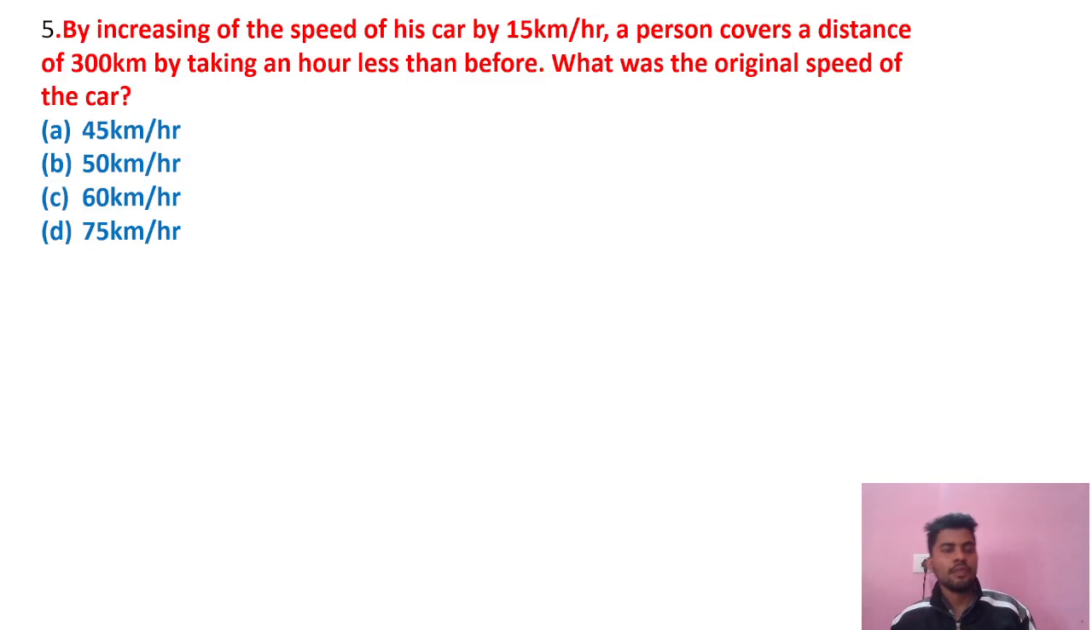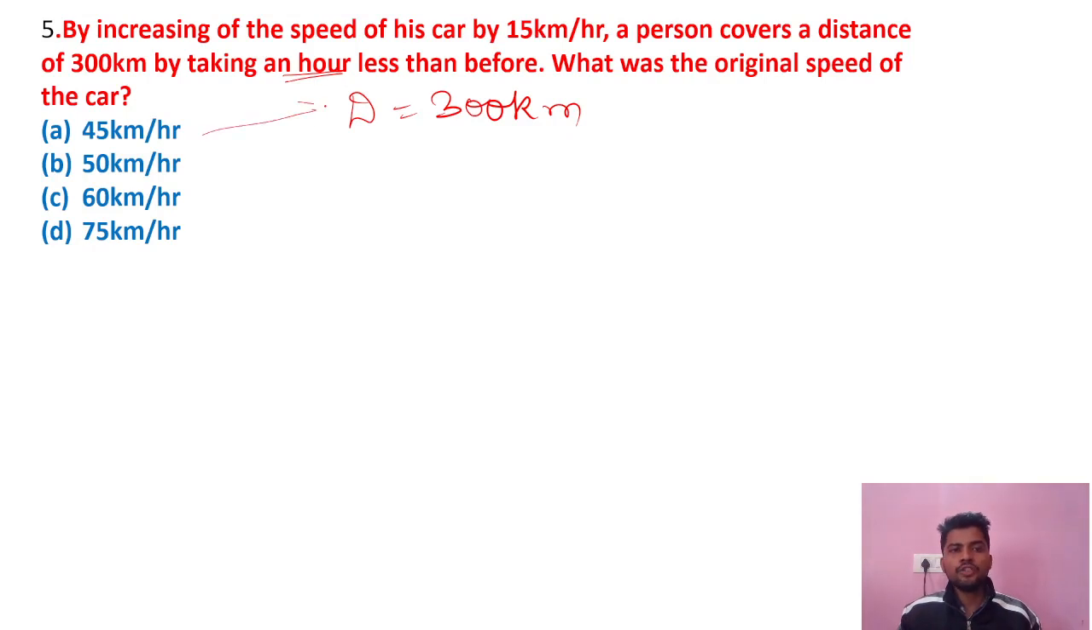Next, by increasing the speed of his car by 15 km per hour, a person covers a distance of 300 km by taking an hour less than before. What is the original speed of the car? Here the original speed of the car is given in the options. So going by options is the best method in this question. So we have to select which is the best method in which questions. Okay. Now the distance is equal to 300 km. So we have to see which is a factor or not, because the answer is in natural numbers.